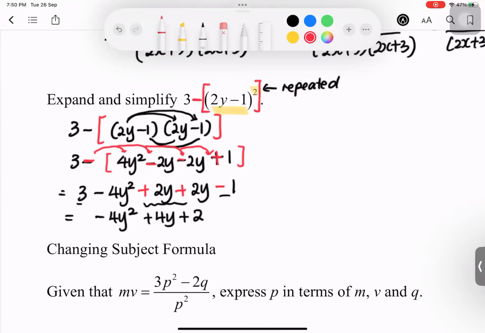Then some of you like to go and factorize it. No, this is not an equation. It says expand and simplify. They never give you equal to anything. Please don't go and factorize, don't go and solve it. So this is the answer. Do not cancel anything, do not simplify, do not go and factorize.